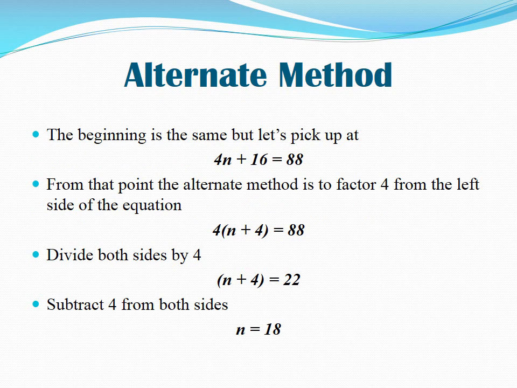Now, let's look at an alternate method. The beginning is the same, but let us pick up at 4n plus 16 equals 88. From that point, the alternate method is to factor 4 from the left side of the equation, and we get 4 times n plus 4 equals 88. Then we divide both sides by 4, and we get n plus 4 equals 22. Then we subtract 4 from both sides, and we get the same answer, n equals 18.